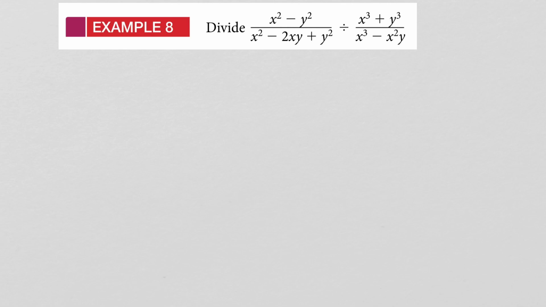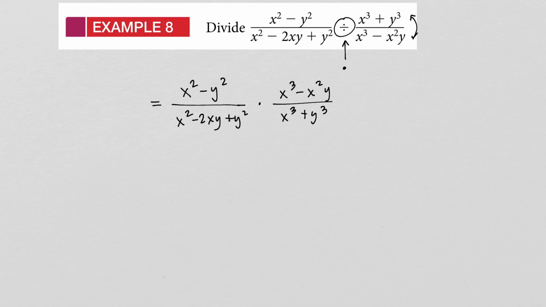Next example is very similar, except that now it is division. So how do we divide? Well, first we change our division to multiplication, and then we flip the second fraction. That is the definition of division. So you can see I took that step here. Now what I need to do is factor all of these. Now these are multivariable polynomials, but they're not that hard to factor.